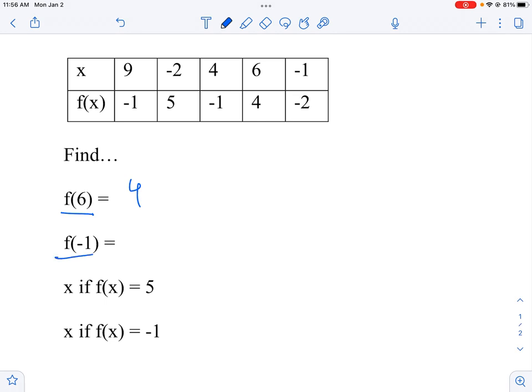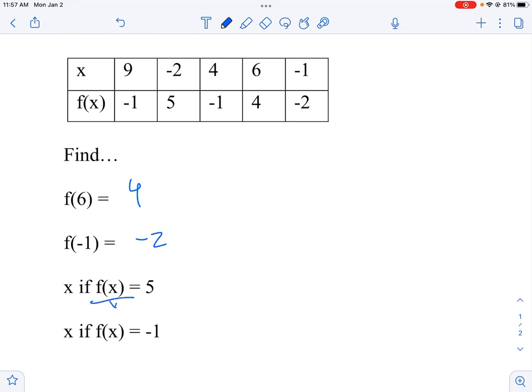Next one, f of -1 means I need to go and find where -1 is. There, I found it. And you write down the y value. It's -2. Be very careful. There were other -1s here, but those are the function values, not the x values. So when we get down here, we're trying to find the x values.